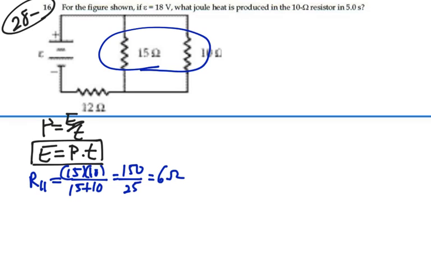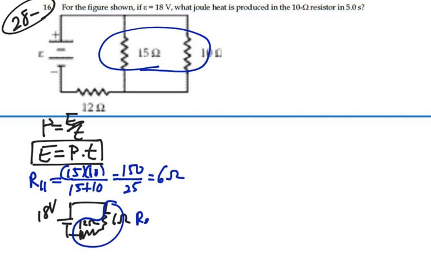So now our circuit looks like this. We have 6 ohms over here, 12 ohms on the bottom, and then we have a 18 volt battery. Okay, if we did this series combination of the 6 with the 12, our R equivalent will then be 6 plus 12, or 18 ohms. So that is our R equivalent for this circuit.